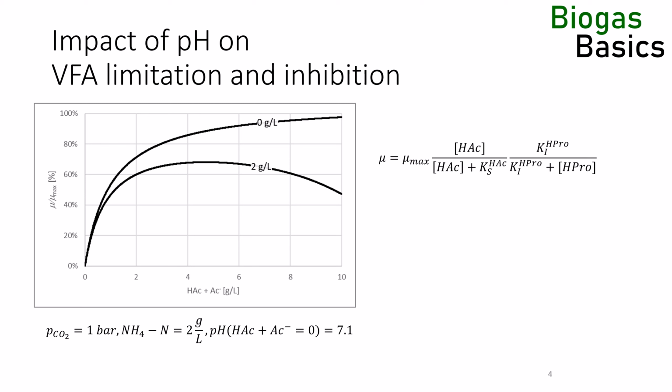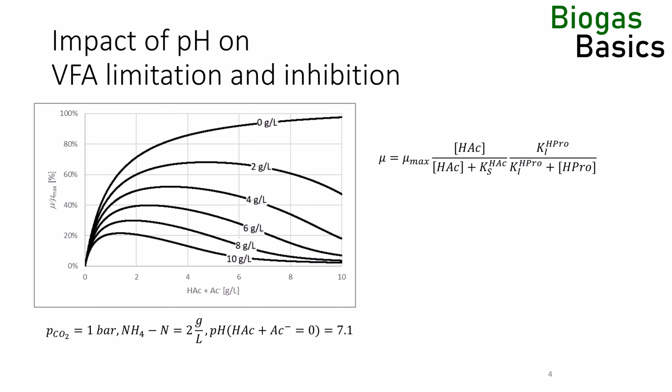The presence of propionic acid makes the acetic acid appear to be toxic as well. To be clear, this is not because acetic acid is actually toxic, but purely because it lowers the pH and makes the propionic acid more bioavailable. The effect intensifies when we increase the total propionic acid to 4, 6, 8 and 10 gram per liter.